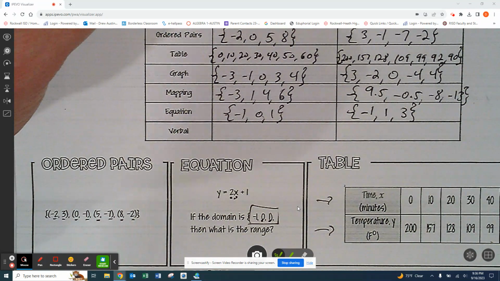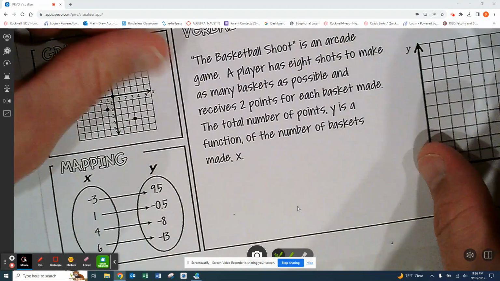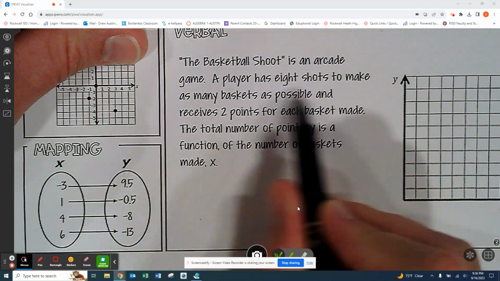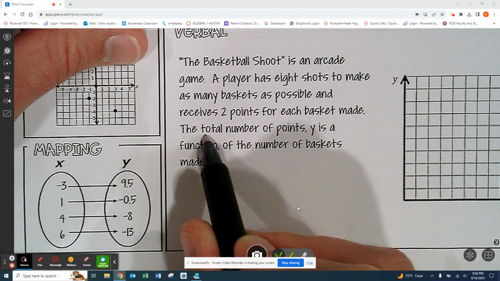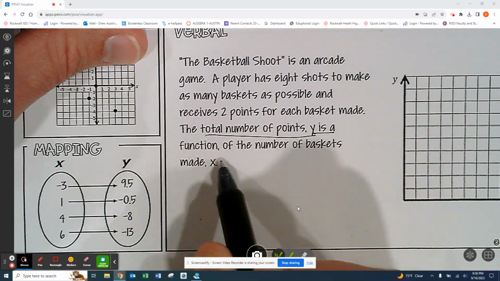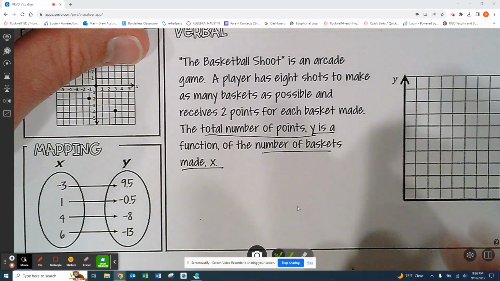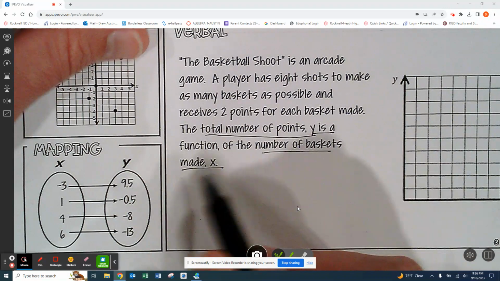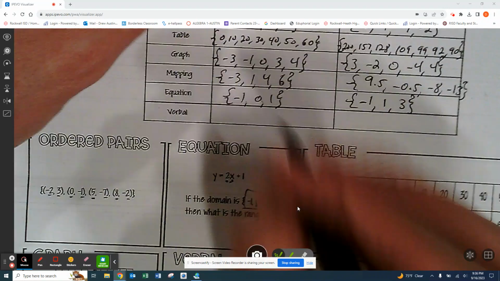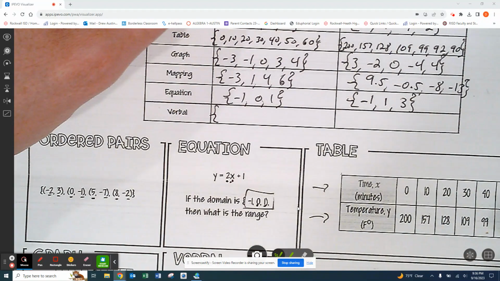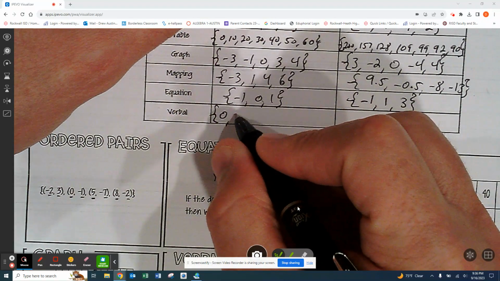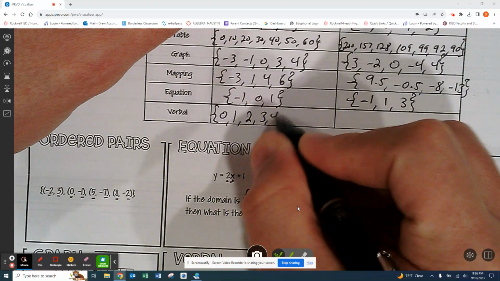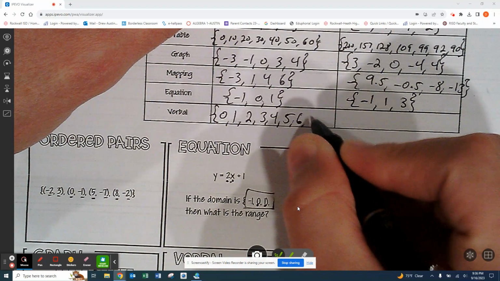The verbal description is talking about a game called basketball shoot. A player has 8 shots to make as many baskets as possible and receives 2 points for every basket made. The total number of points, y, is a function of the number of baskets, x. So the number of baskets you can shoot is your domain. In this case, you may not play the game, so 0 is a viable point. So 0, and then it's your number of shots: 1, 2, 3, 4, 5, 6, 7, 8.